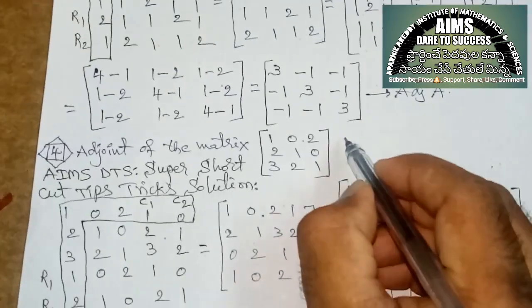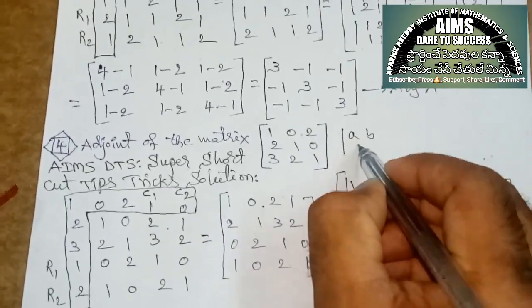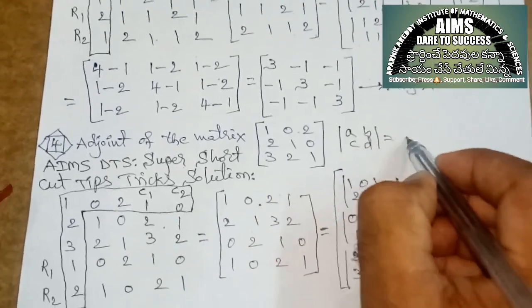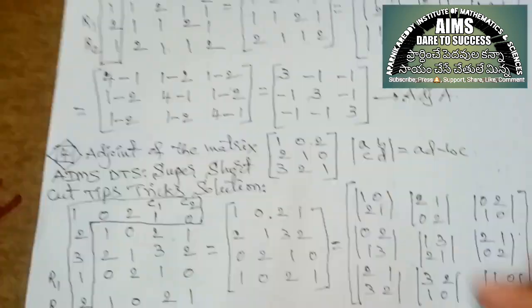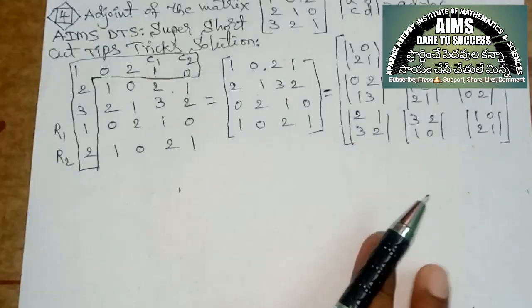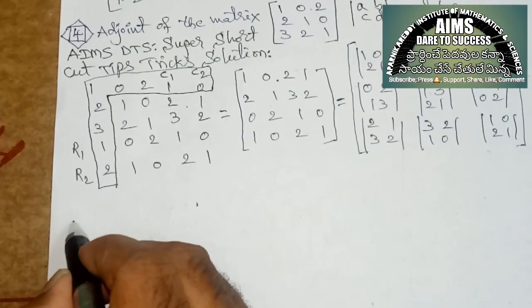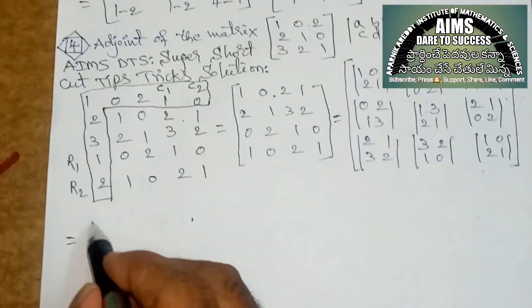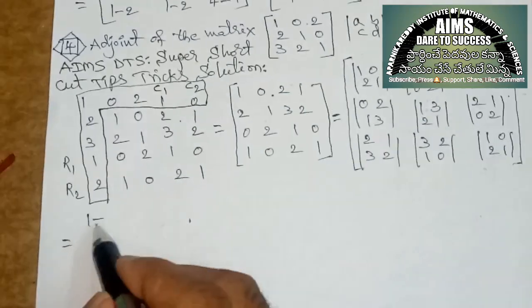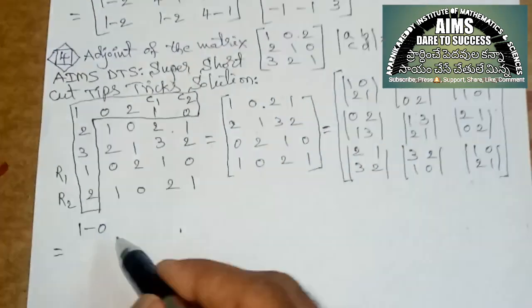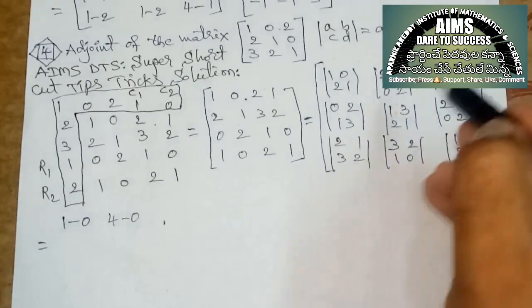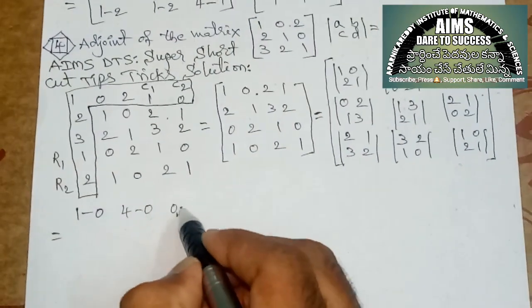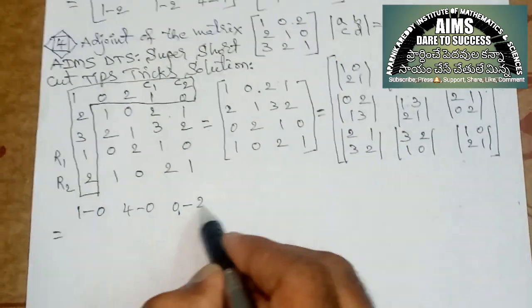Here the small formula we already discussed: mod of the 2 by 2 matrix ABCD is equal to AD minus BC. The same concept I want to use here. So 1 1s are 1 minus 0 into 2 is 0. 2 2s are 4 minus 0 into 1 is 0. 0 into 0 is 0 minus 1 into 2 is 2.